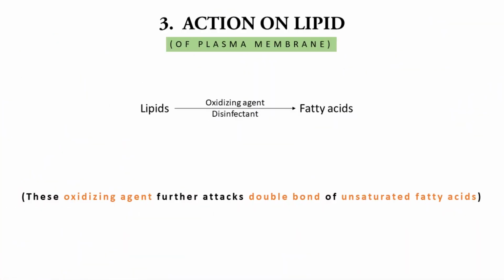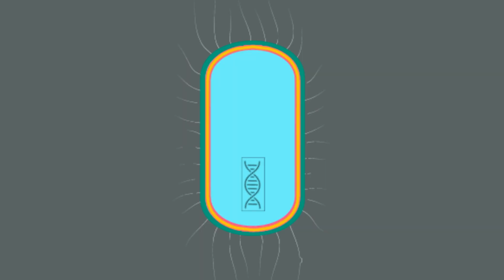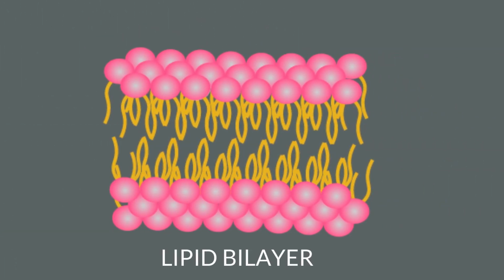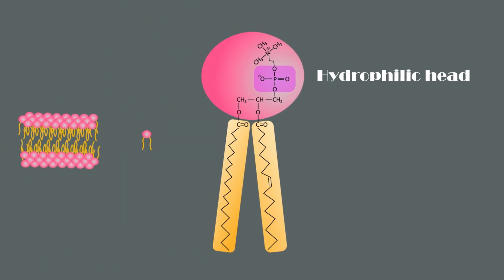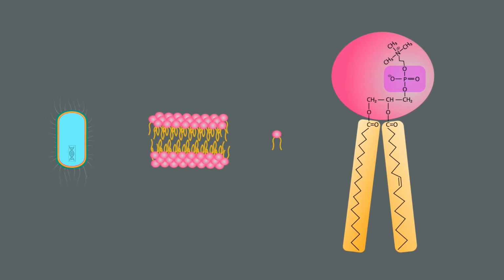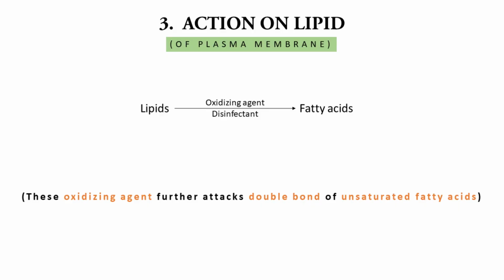Action of disinfectant on plasma membrane is really simple. Plasma membrane is made of lipid bilayer, which is also known as phospholipid. Phospholipid is composed of hydrophilic head and hydrophobic tail. The hydrophobic tail may be saturated or unsaturated. This oxidizing agent breaks lipid into smaller fatty acid.